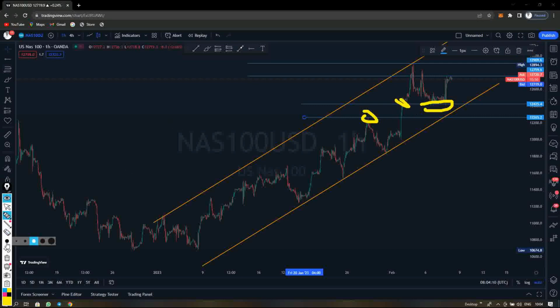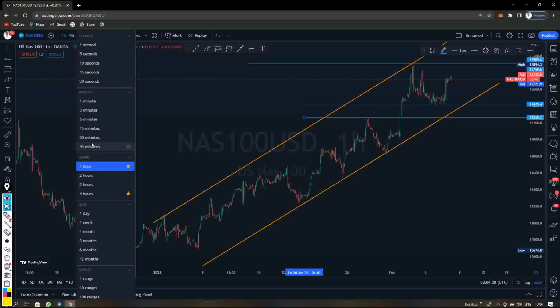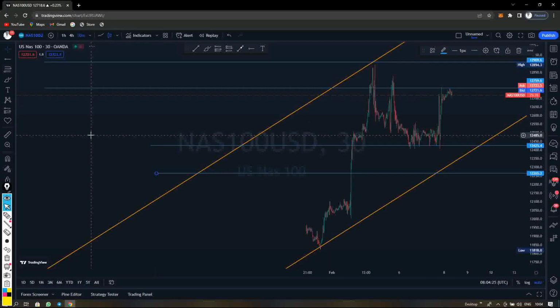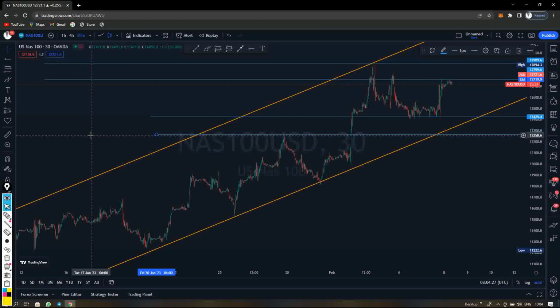So now we are just gonna take all of this to a lower time frame. Reason being, we are looking for immediate entries. So I'm just gonna start on a 30 minutes time frame, show you a little bit on this 30 minutes time frame, and then we are gonna quickly move to 15 minutes time frame. That's where we are gonna be entering from. So let me show you this.